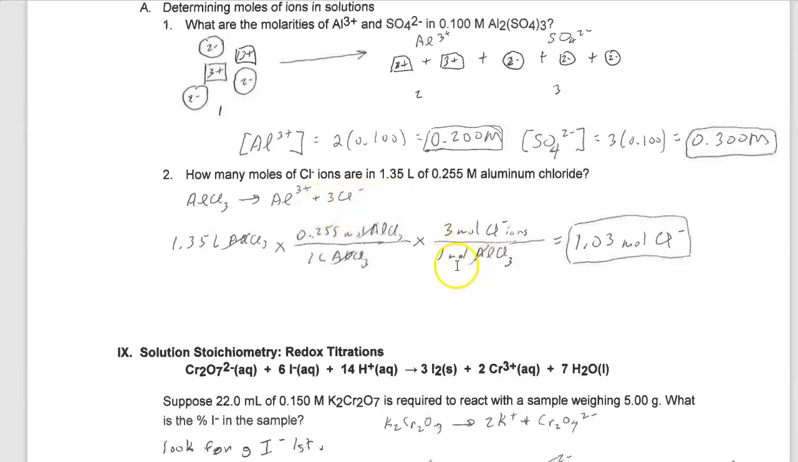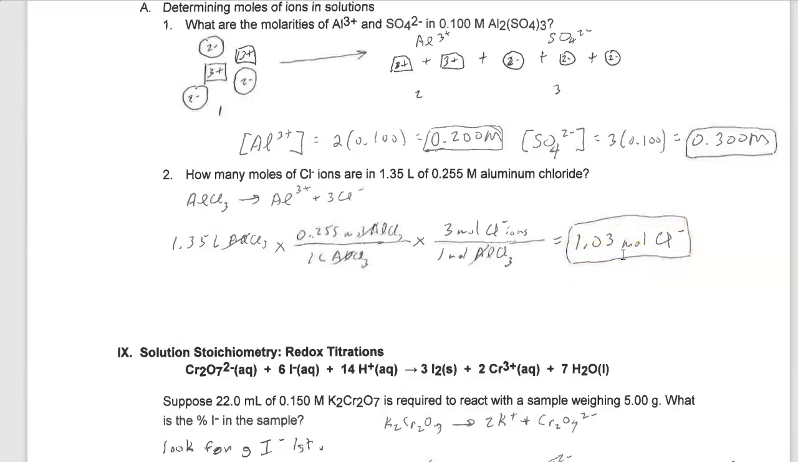All right, so 1 mole of aluminum chloride, 3 moles of chloride ions, moles of aluminum chloride on the bottom, so they cancel with these moles of aluminum chloride, and we're left with moles of chloride, which is what we're looking for. All right, so I got 1.35 times 0.255 times 3. Looks like 3 significant figures here. The rest of this is exact. So my answer needs to have 3 significant figures: 1.03 moles of chloride ions. And there's your answer.